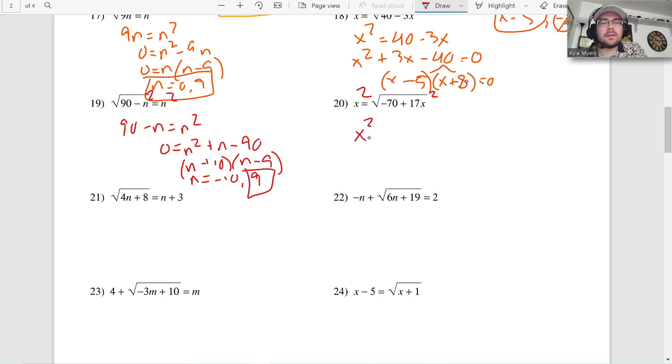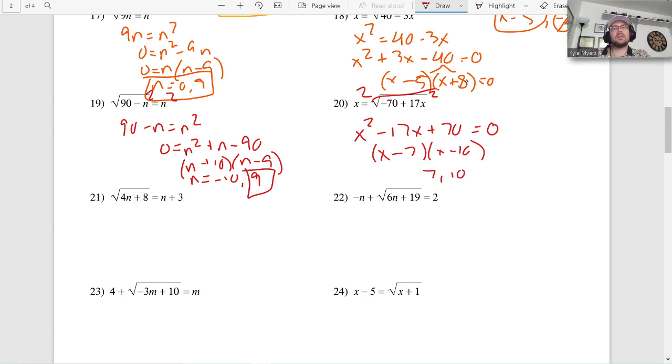x squared. Let's go a little faster, just for a little challenge here. We'd have to subtract the 17, right? So minus 17x plus 70 equals 0. And then 70 is 7 and 10, so it'd be x minus 7, x minus 10, which means it's 7 and 10. Since those are both positive, it looks like that's going to work out.